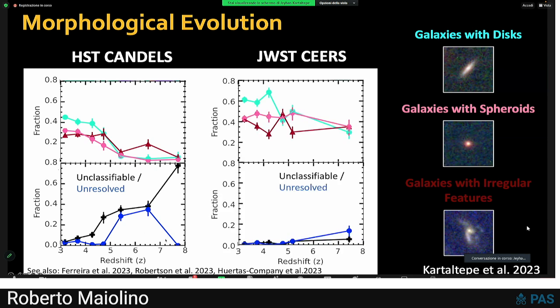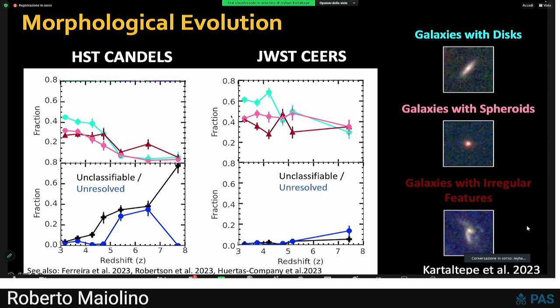When we look at galaxies with JWST, we see a different picture, right? The fractions of all the morphologies increase because of this plot down here, which shows almost none of the galaxies are now unclassifiable or unresolvable. We can now see all of these galaxies in great detail due to probing the rest frame optical light, but also due to the incredible sensitivity of JWST.